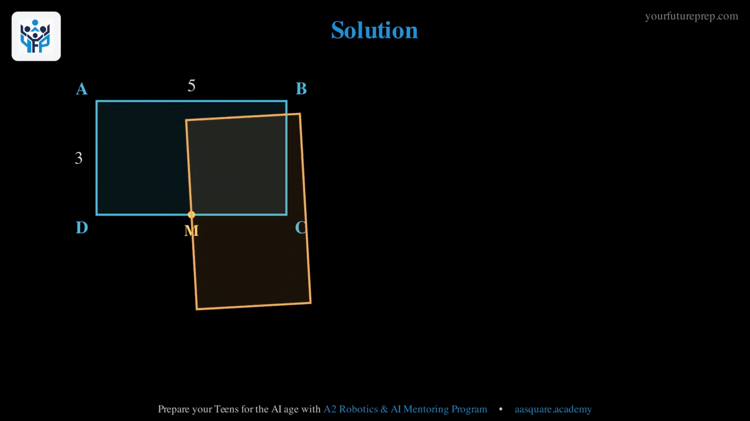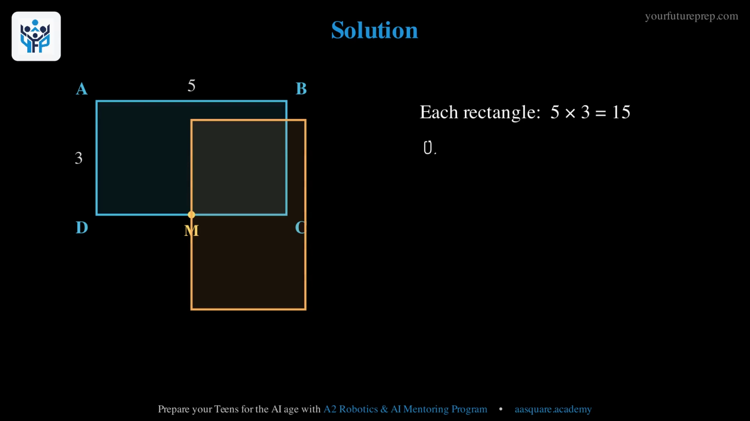Now rotate the whole rectangle 90 degrees clockwise about M. It swings down into this second position, spanning from x equals 2.5 to 5.5, and from y equals negative 2.5 up to 2.5. Each rectangle has the same area. 5 times 3 equals 15 square inches.